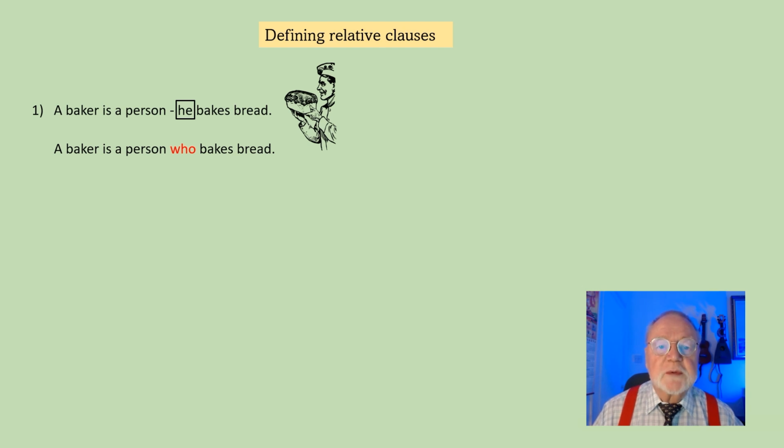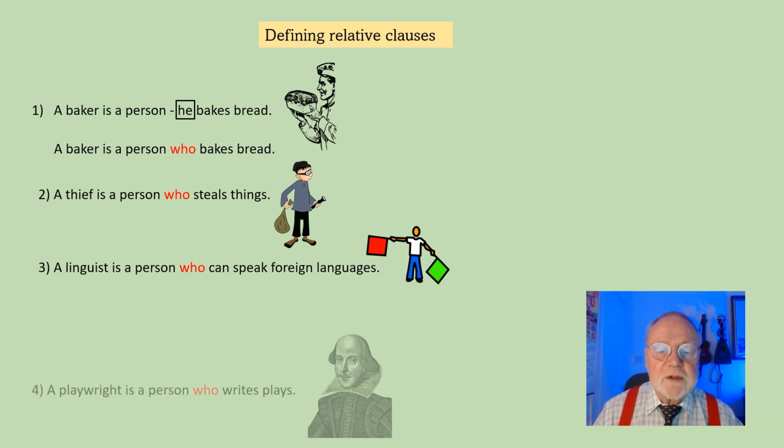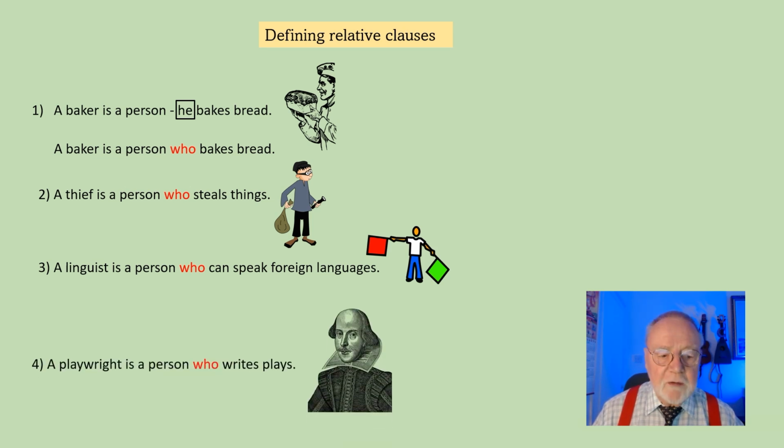Here are some more examples. A thief is a person who steals things. A linguist is a person who can speak foreign languages. A playwright is a person who writes plays. And here's an example with Shakespeare, of course. It's very important that you get this pattern into your head. So try this little exercise.